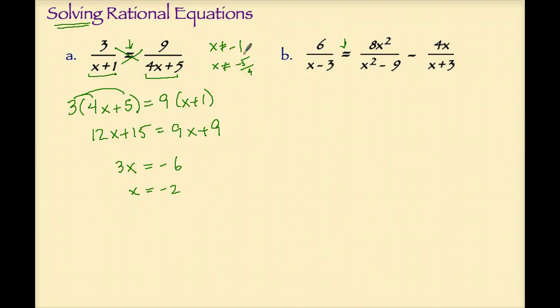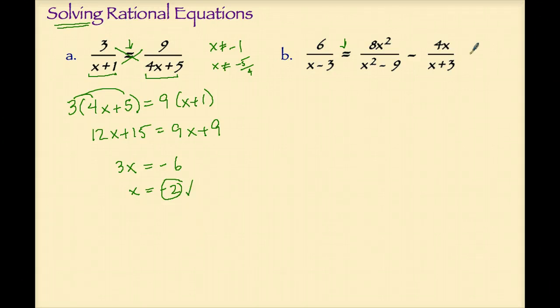Now, thankfully, it's not one of the numbers that were automatically excluded from this domain, but we should check it anyway because occasionally you do get extraneous solutions. -2 plus 1 is -1. 3 over -1 is -3. 4 times -2 is -8, plus 5 is -3. 9 over -3 is also -3. Since -3 does equal -3, -2 is a valid solution.